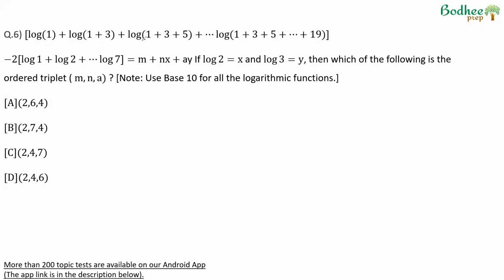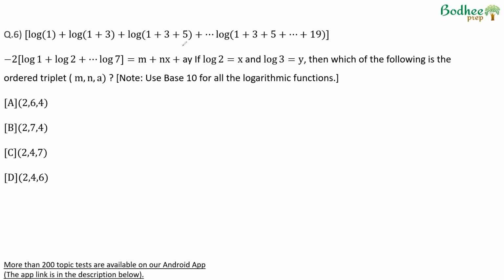Log of 1 plus log of 1 plus 3 plus log of 1 plus 3 plus 5 up till log of 1 plus 3 plus 5 till 19 minus twice of log of 1, log of 2, log of 3 up to log of 7 is m of nx plus ay. Log 2 is x, log 3 is y. Which of the following is the ordered triplet? Base 10 for all logarithmic functions.